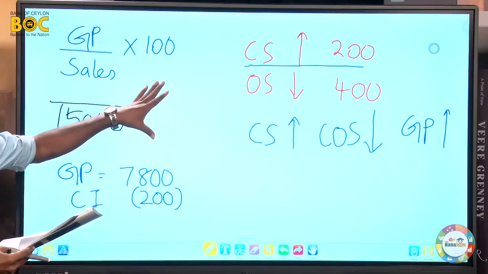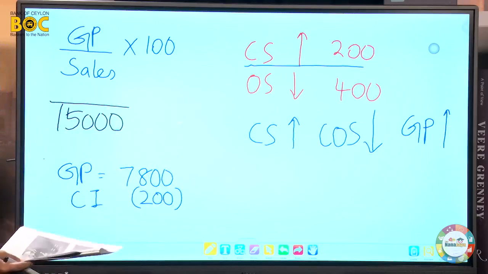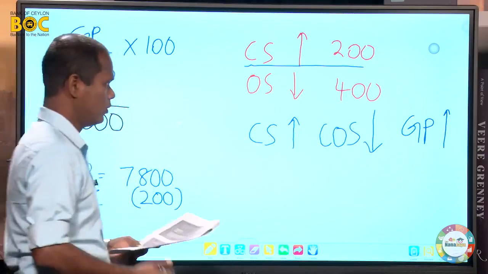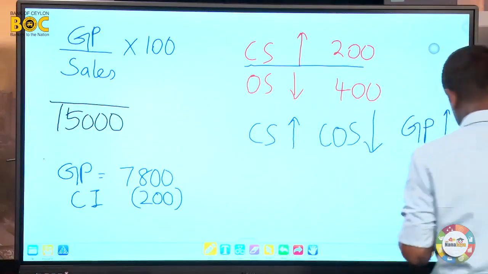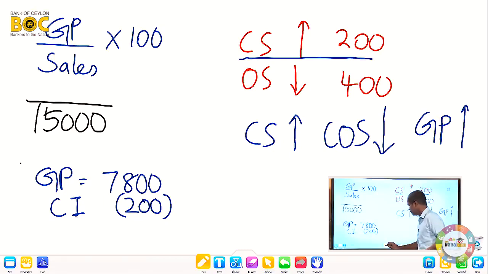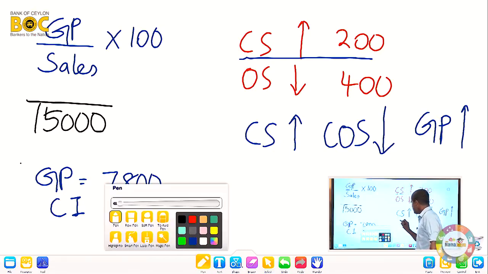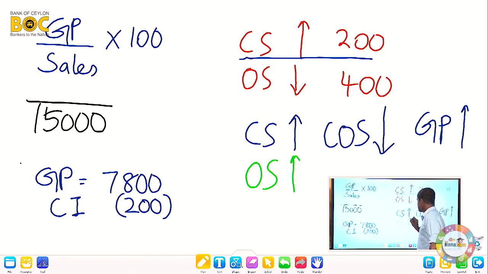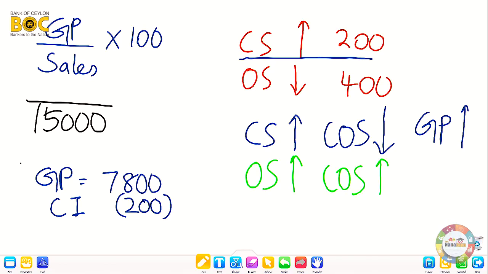Closing stock overstated means their profit is also overstated. You have to reduce it, you have to deduct it to get the correct profit. Then the opening stock. The opening stock increase means cost of sales increase. Why? In the computation of cost of sales, you add the opening inventory. So opening inventory increase means cost of sales increase.